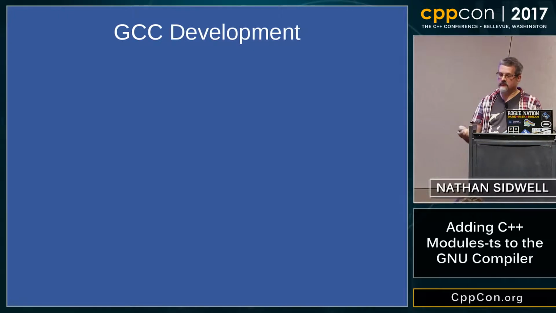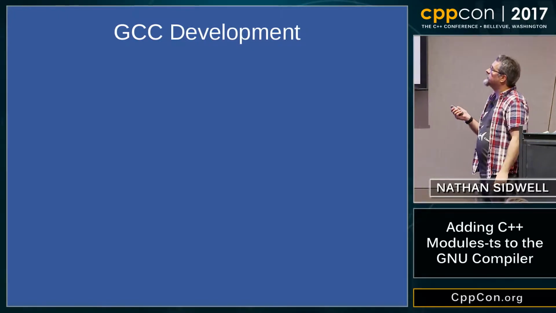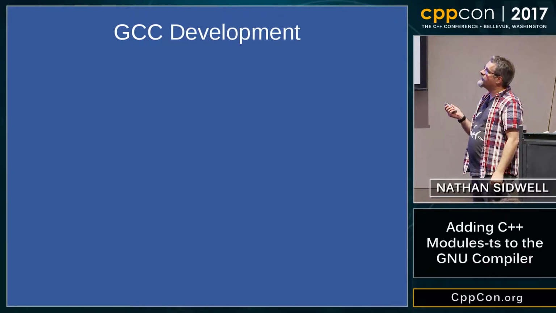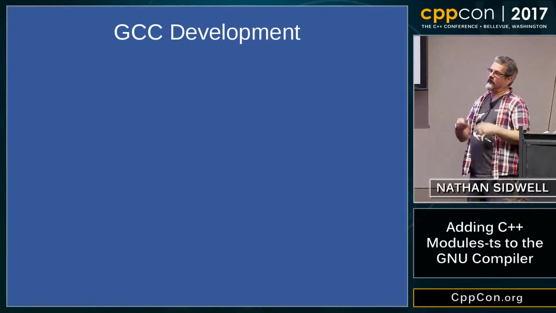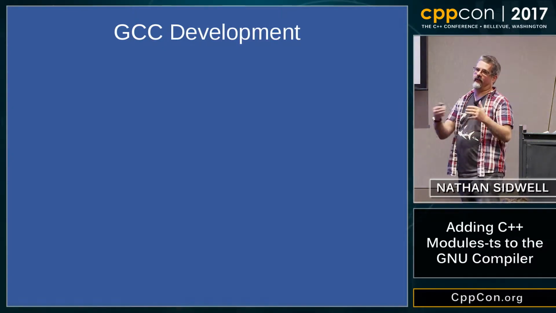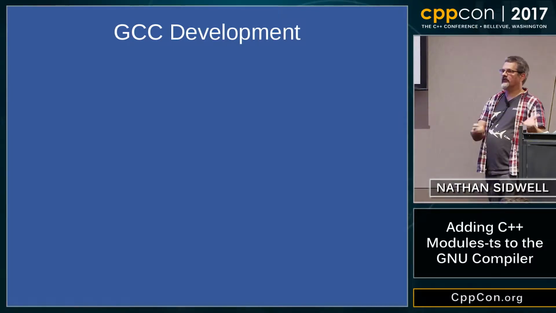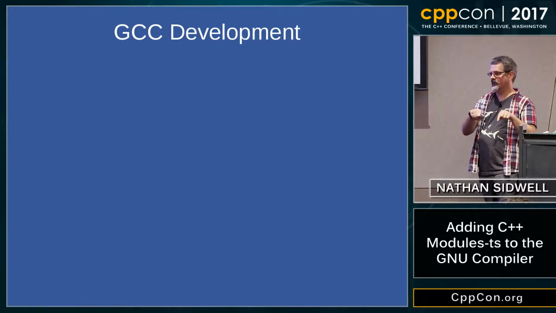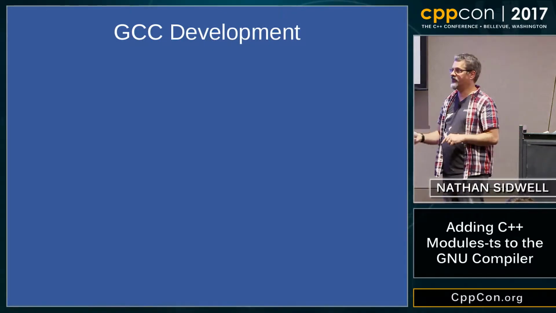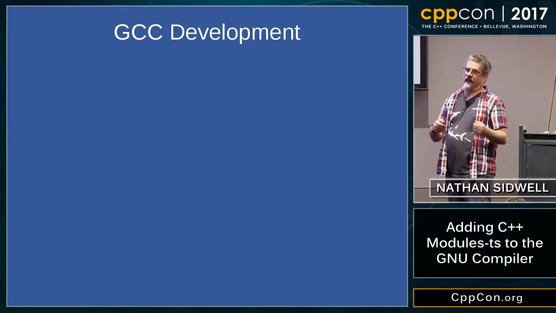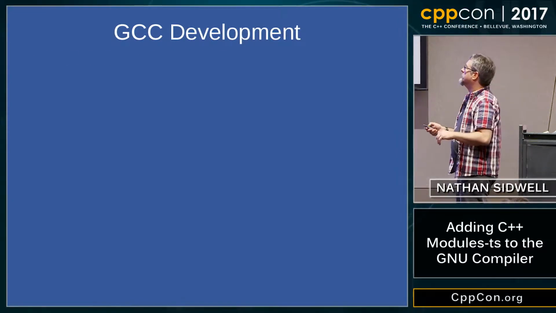So GCC. GCC used to be GNU C compiler, but now it's the GNU Compiler Collection because there are more than one language. So GCC is an overloaded term. GCC is the thing you type if you want to compile C code, and G++ is the thing you type if you want to compile C++ code. And the difference is library selection.